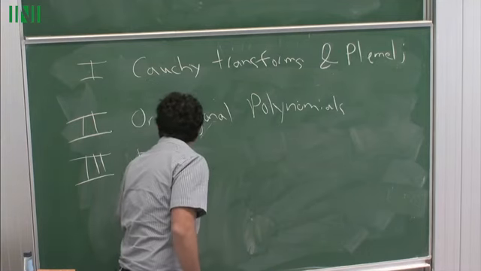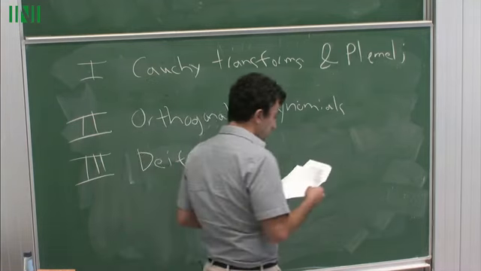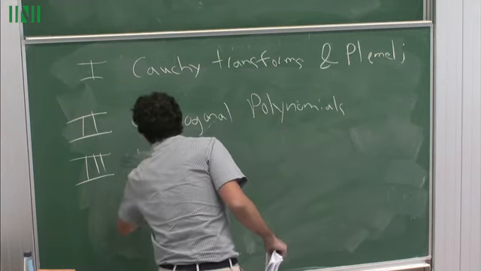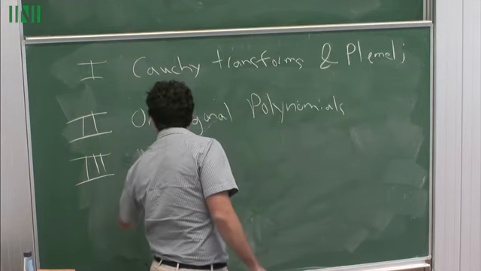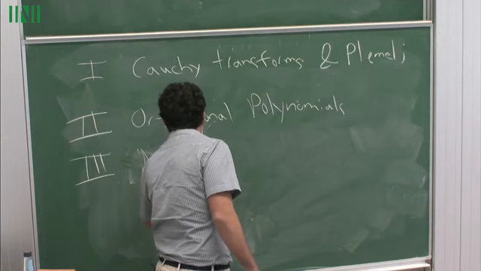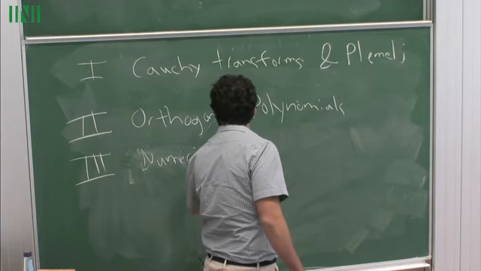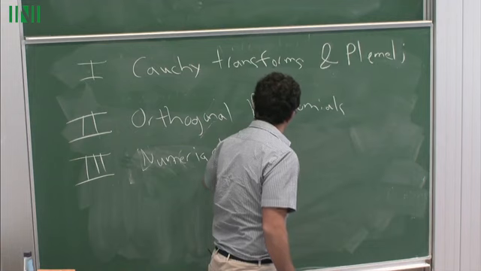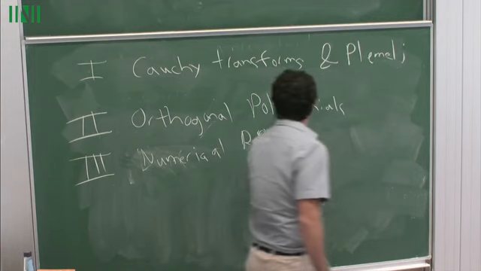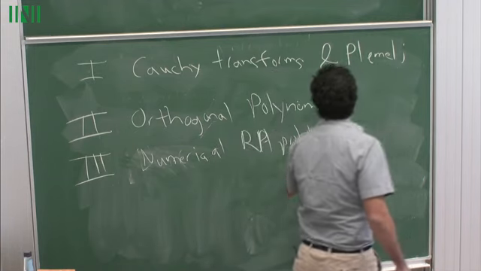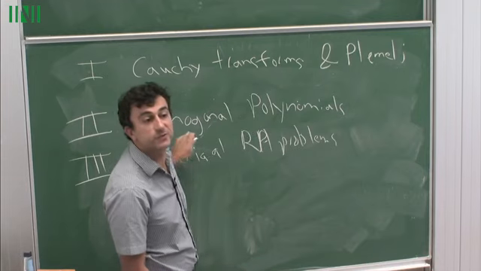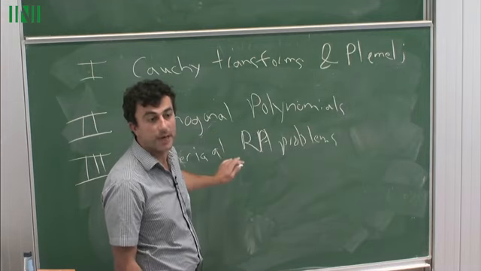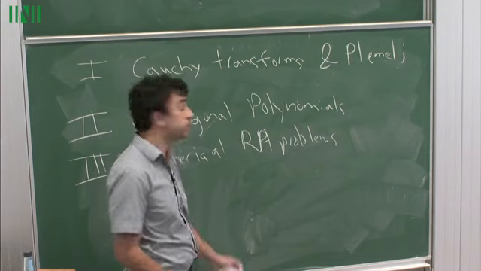Part 3 is the numerical solution of Riemann-Hilbert problems. So we're going to see how accurate Cauchy transforms of orthogonal polynomials lead to a very accurate scheme for solving Riemann-Hilbert problems.